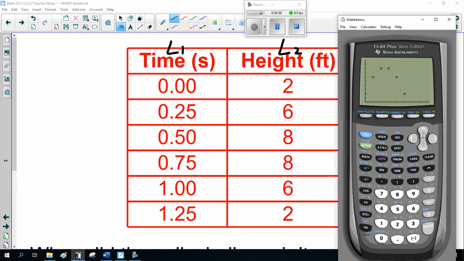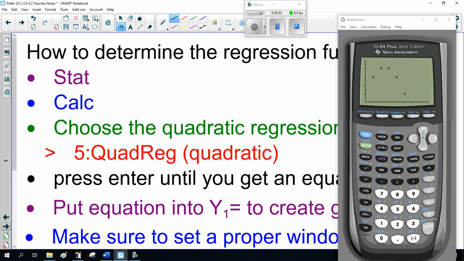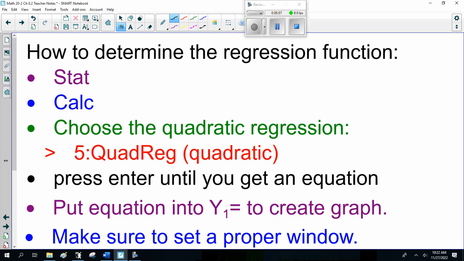All right, so there's our graph. Woohoo! That's half the work, and that's most of the work, actually. Now, how do we determine the regression function? Well, Mr. Calculator can take that data and turn it into an equation.